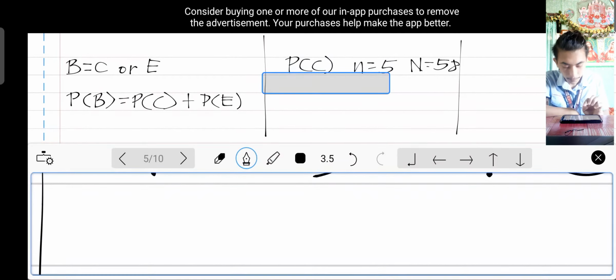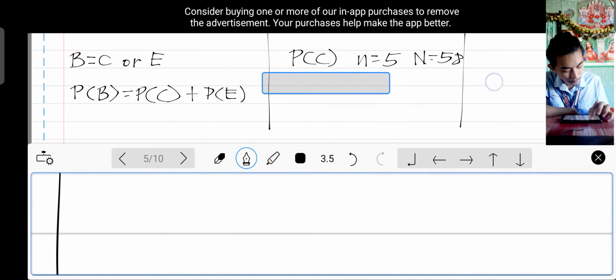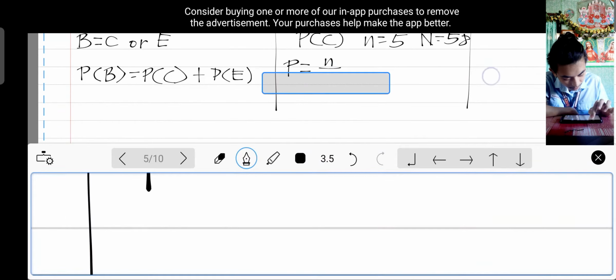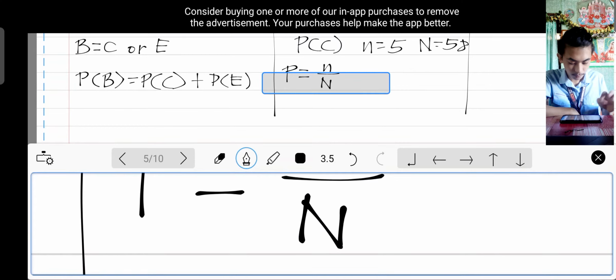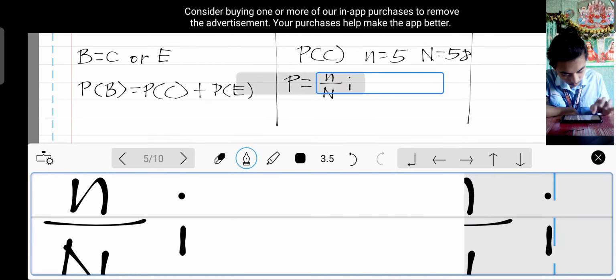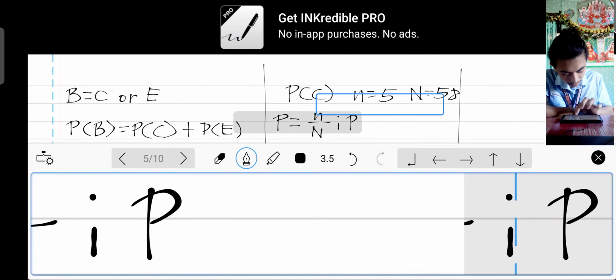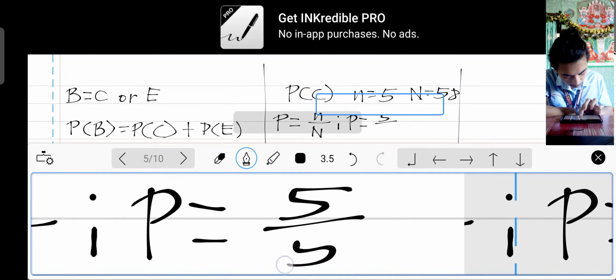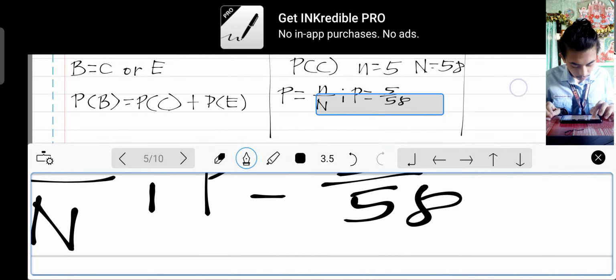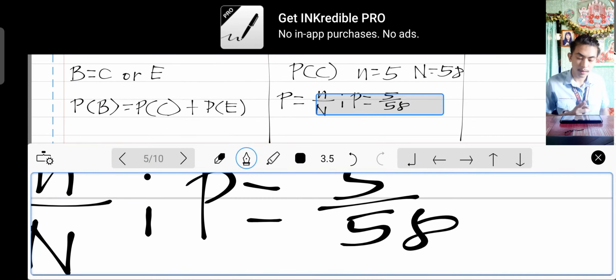Probability is equal to n over big letter N. Let's plot the values. Probability is equal to 5 over 58. We cannot simplify this because there's no common factor.